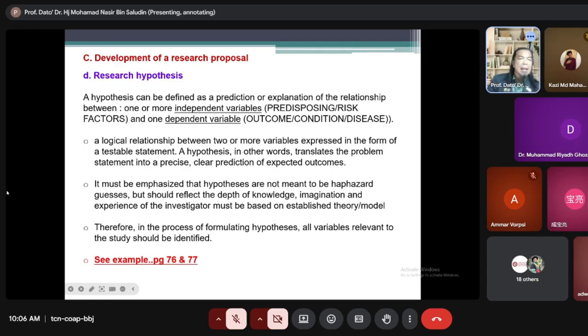A hypothesis, in other words, translates the problem statement into a precise, clear prediction and expected outcome. That is what hypothesis means. It must be emphasized that hypotheses are not meant to be haphazard guesses, but also reflect the depth of the knowledge, imagination, and experience of the investigator, and must be based on established theory or model. Therefore, in the process of formulating hypotheses, all variables relevant to the study should be identified. That means there must be supporting evidence from the previous findings from the literature.